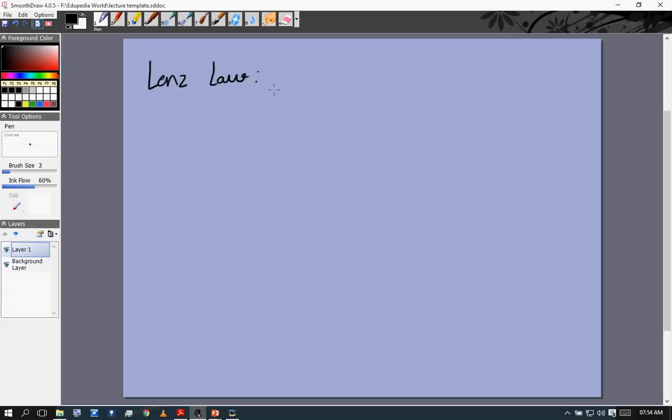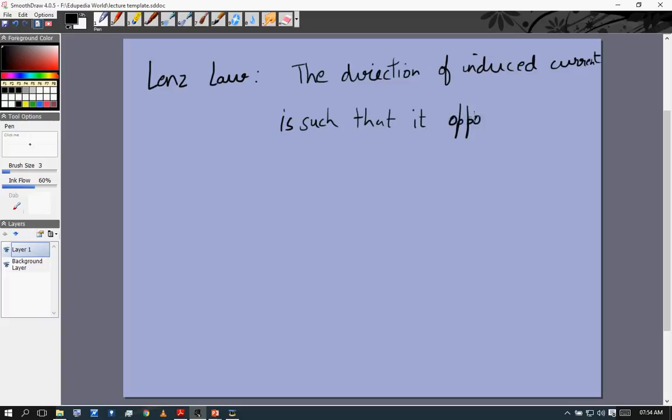and it's simple enough. It basically says that the direction of induced current or induced EMF, it's the same thing. The direction of induced current is such that it opposes the change that has induced it. And that's where that minus comes from.